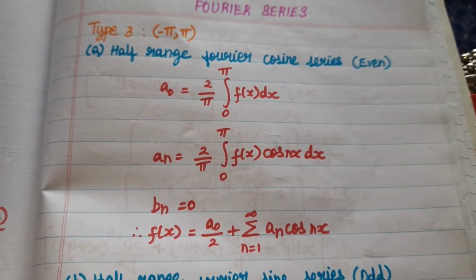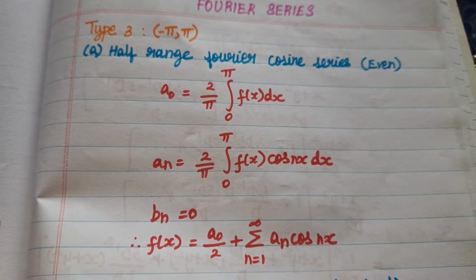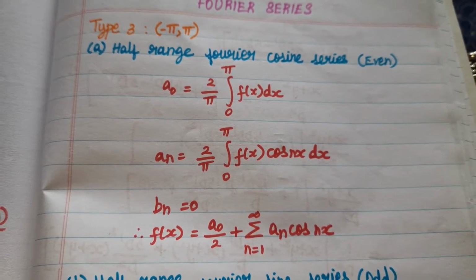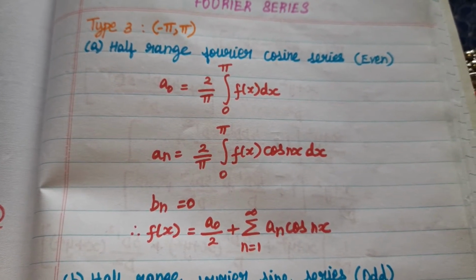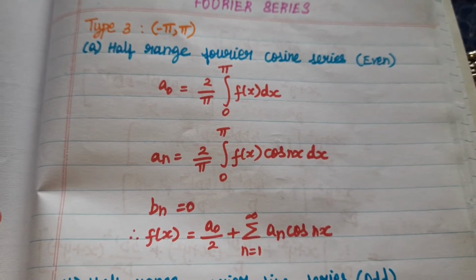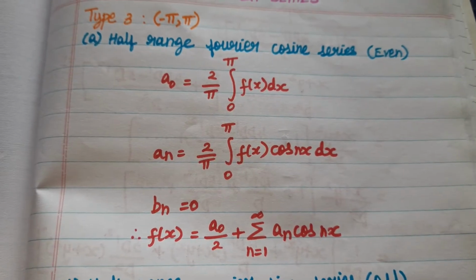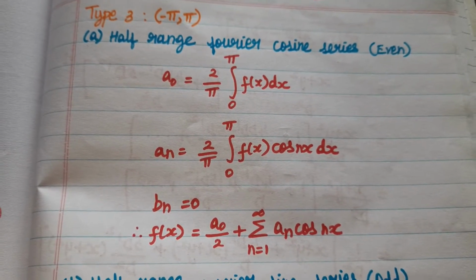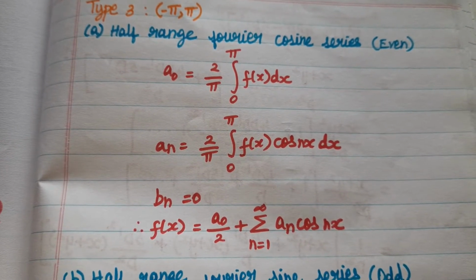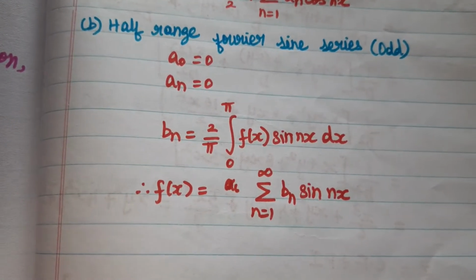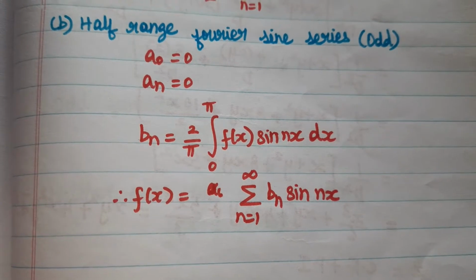Here a0 is equal to 2 by pi into integral of 0 to pi f of x into dx, and an is equal to 2 by pi into integral of 0 to pi f of x into cos nx dx, and bn is equal to 0. Therefore f of x equal to a0 by 2 plus summation of n is equal to 1 to infinity an cos nx.